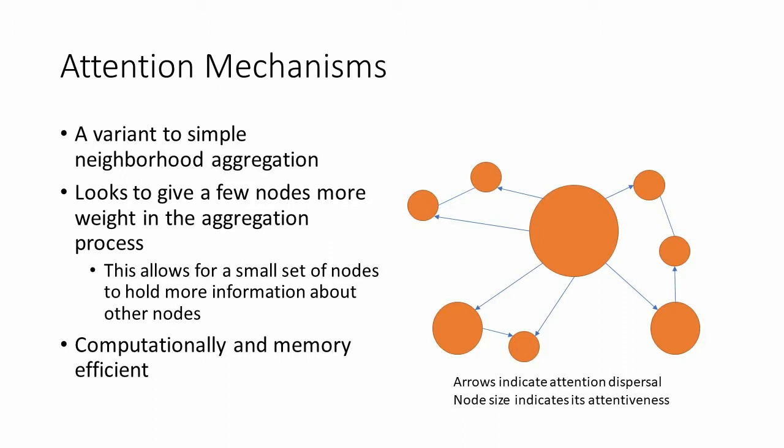For instance, the node in the center of the picture stores information about more of the peripheral nodes, whereas the smaller nodes don't store as much information about the nodes in their surrounding areas. This allows for a specification of node importance in its surrounding neighborhoods. Additionally, it is computationally efficient and memory efficient too. So this sort of method would be more scalable than just normal neighborhood aggregation using averaging of the weights of the neighborhood vectors.